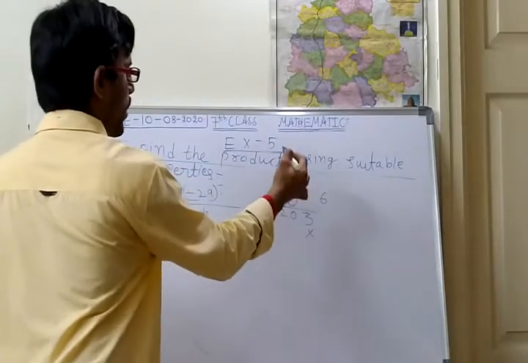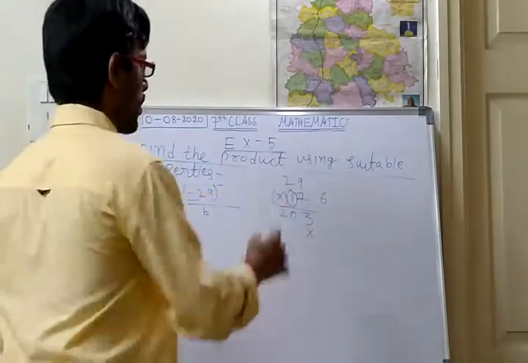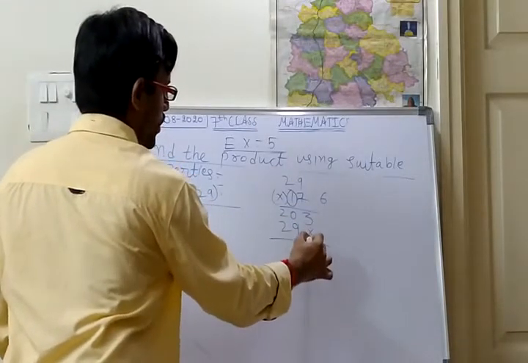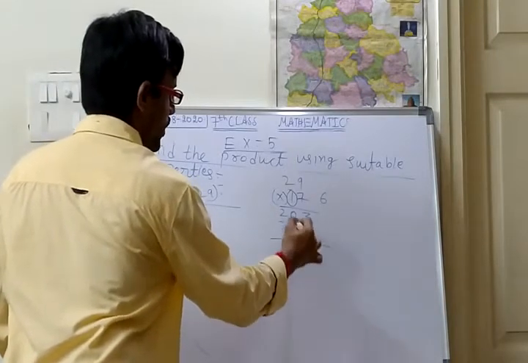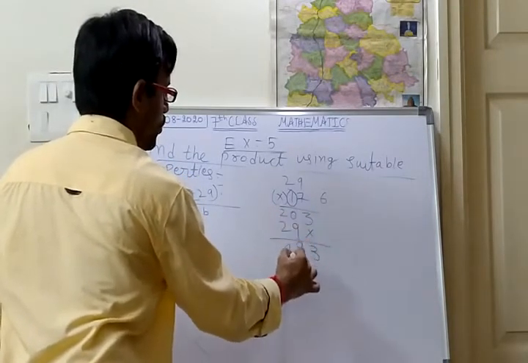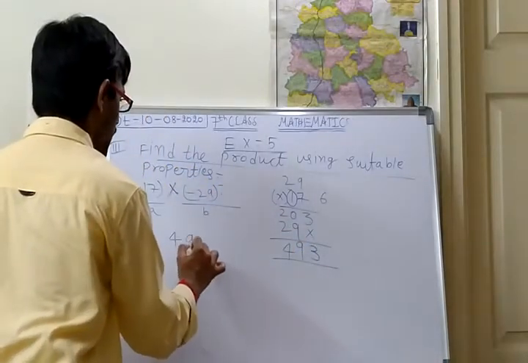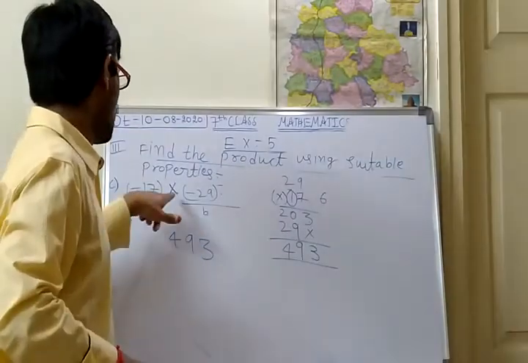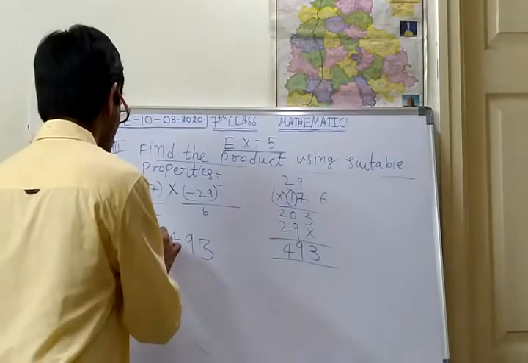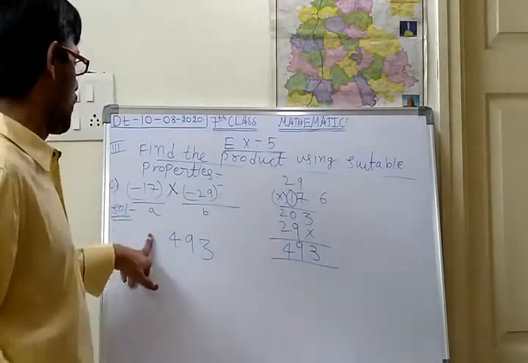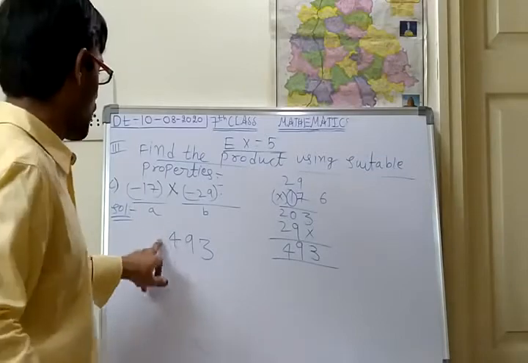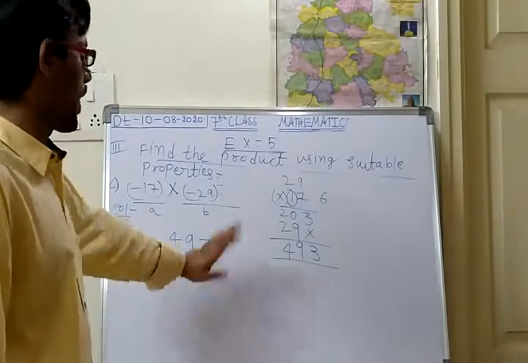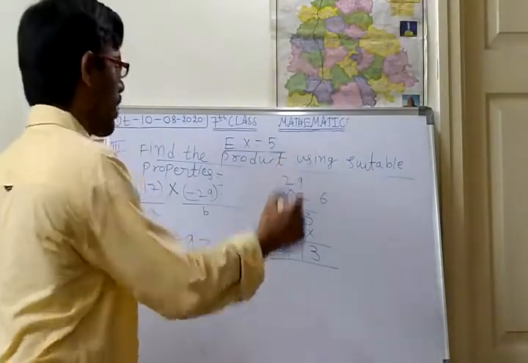Next, multiplication with 1. 1 into 9, 1. Next 1 2s are 2. Next, addition. So 3 plus 0, 3. 0 plus 9, 9. 2 plus 2, 4. So what is the answer? 493. But coming to the symbol, what is the symbol here? Minus into minus. Minus into minus is plus. So no need to keep the plus symbol. If the result gets a minus symbol, then only you have to keep minus. For plus, no need to keep any symbol. Okay, so 493 is the answer for this product.